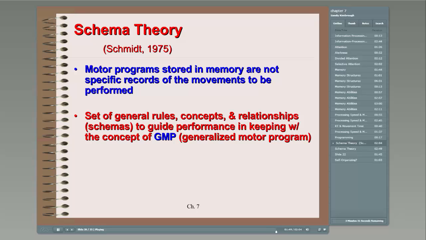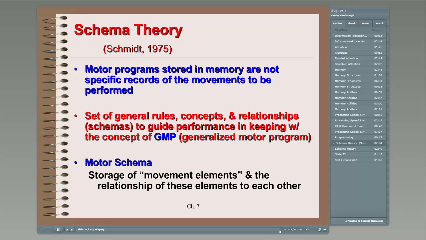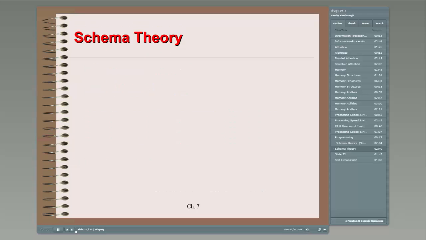Intuitively, this seems to make sense. The term motor schema refers to the storage of movement elements and the relationship of these elements together. The idea of schema is that we change experiences into a cognitive form that can be used later in addressing a new situation.